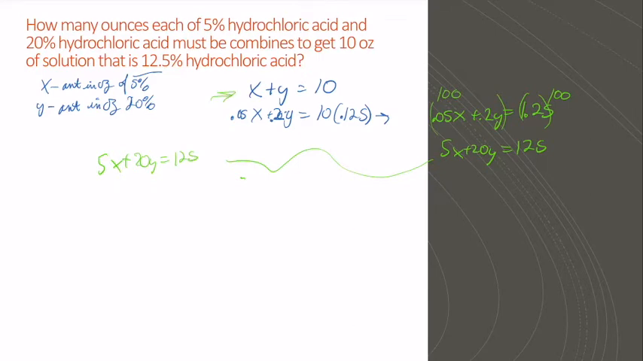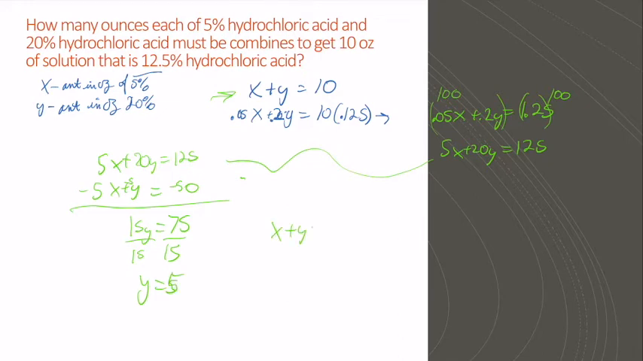So what would I multiply our first equation by in order to get our x's to cancel out? Well, that's going to be negative 5. So I have negative 5x minus 5y equals negative 50. I'm going to add these together. I get that 15y equals 75. Divide by 15. I get that y equals 5.